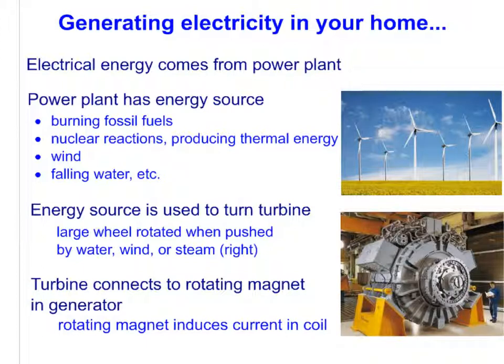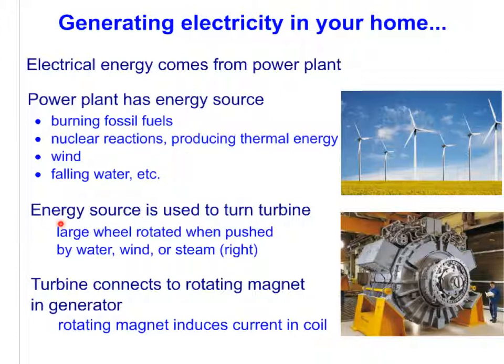So how is electricity generated in your home? In our home or in our school, the electrical energy that we use comes from a power plant. That power plant has to have some energy source, and there are a variety of different energy sources. The power plant could be burning fossil fuels. It could be utilizing nuclear reactions to produce thermal energy. It could be using wind or falling water. All of these are just different ways that power plants are provided with their energy source.